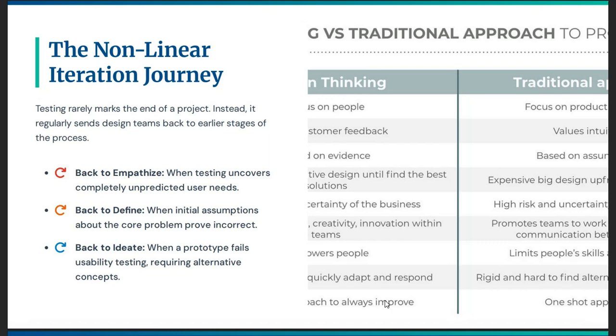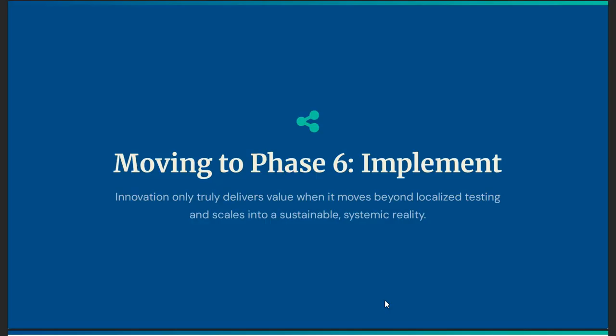Testing rarely marks the end of a project. Instead, it regularly sends a design team back to earlier stages of the process: back to empathize, back to design, and back to ideate. This happens when testing uncovers completely unpredicted user needs, when initial assumptions about the core problem prove incorrect, and when a prototype fails usability testing and requires alternative concepts.